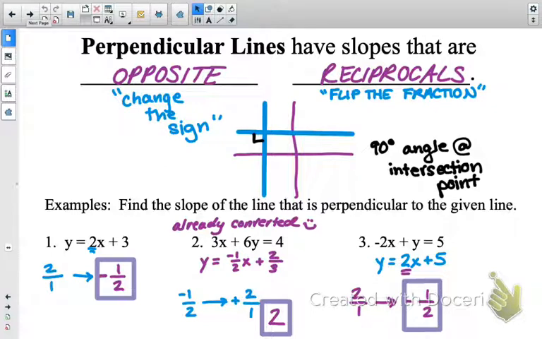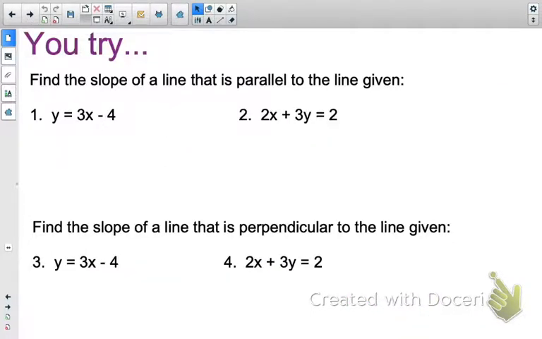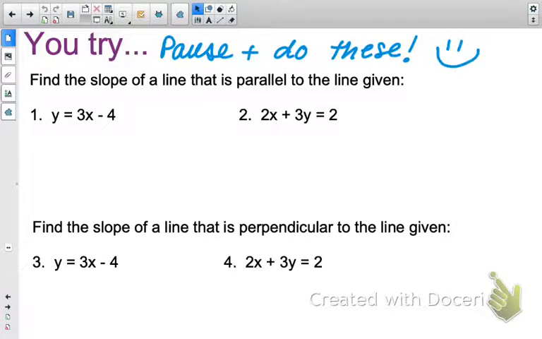Parallel lines, equal slopes. I would like you to do these 4 U-tries on your own. Numbers 1 and 2, you are going to be finding a parallel slope, and 3 and 4, you're doing a perpendicular slope. I'll post solutions to this after you watch the video.